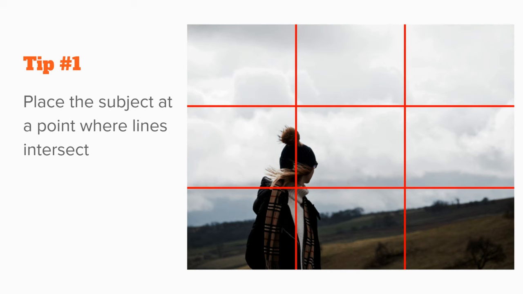Tip 1. Try placing the subject of your artwork at a point where lines intersect. In this photo to the right, the subject, the woman at the forefront of the picture, was placed at the point where the left and the bottom lines meet. She could have been placed at any one of those corners. This artist chose to place her down at the bottom. Those lines naturally draw your eye to the subject, giving you a more well-balanced composition.